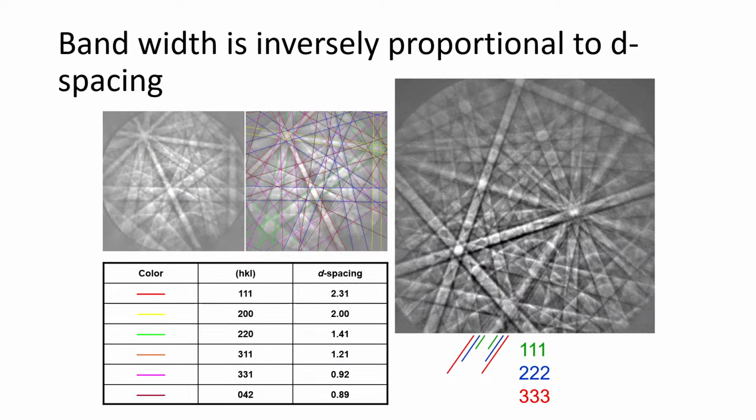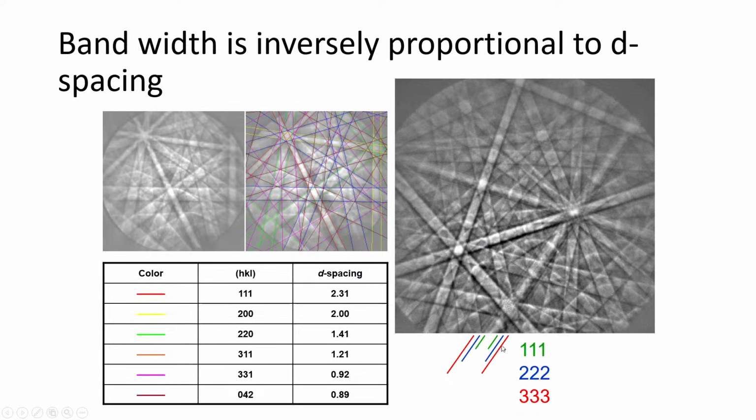Good, thank you. Okay, so the bandwidth in the electron backscatter diffraction pattern is going to be inversely proportional to the d spacing. If you look at a very high quality pattern like this one, sometimes you'll see different bands in here that are all parallel to each other. These aren't direct bands, these are little hyperbola, but we consider them as just bands. The one on the inside is going to be a 111 type of band. The next one out is going to be 222. The next one's going to be 333.